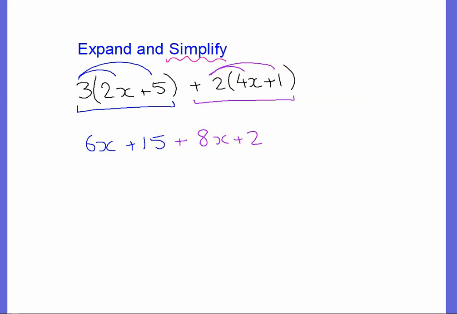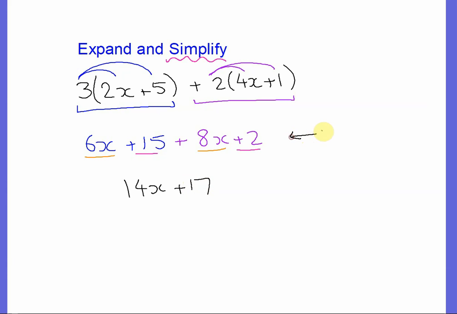Now you can see here that these are like terms. So 6x plus 8x is 14x. And we also have these as like terms as well. 15 add 2 is 17. Please remember, you can't collect these together, they are not like terms.